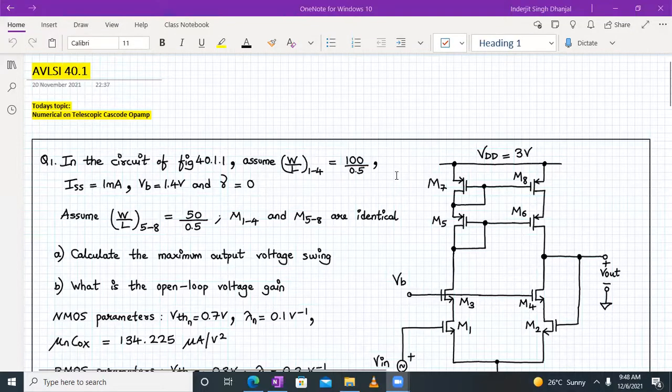Hello everyone, welcome to AVLSI lecture number 40.1. Today we are going to solve a numerical on telescopic cascode op-amp.